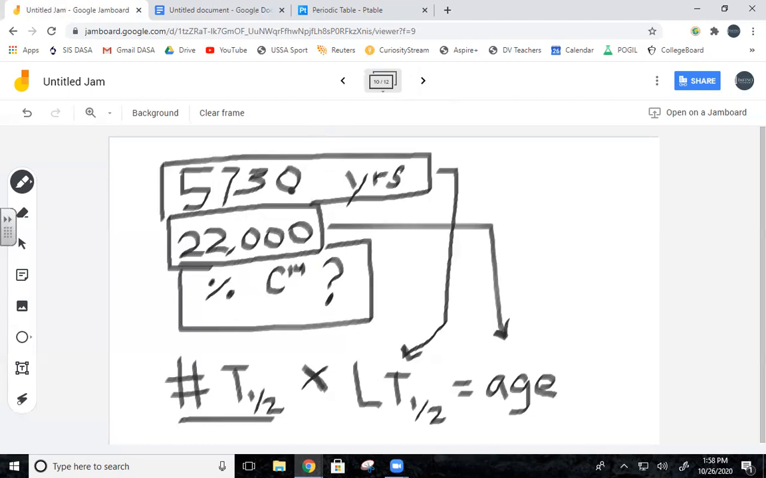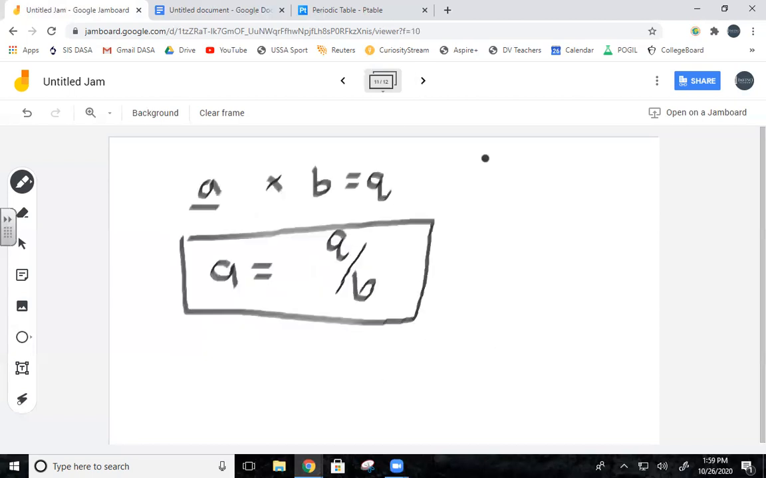Going back, that is 22,000 divided by 5,730. That gives us, wait, no, that's 22,000 divided by 5,730. And that gives us 3.83. That is the number of half-lives.